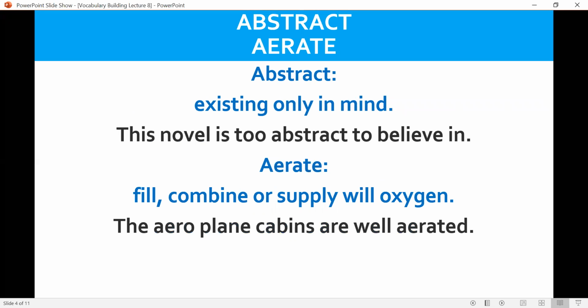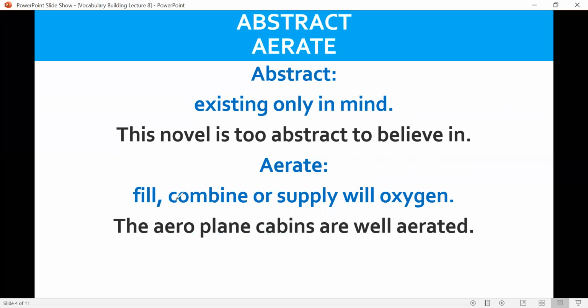Now, abstract and aerate. Abstract means which has no physical existence, which exists only in mind. Like abstract idea, we also say wisdom, beauty. These are the abstract things. The novel is too abstract to believe in. The story which has been narrated in that novel is not somewhat concrete, and we cannot find this kind of event which has been explained in that story in our society.